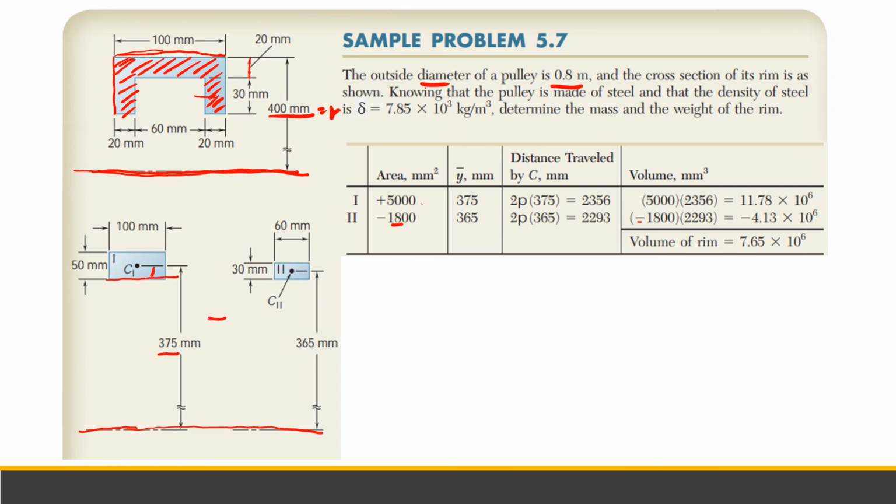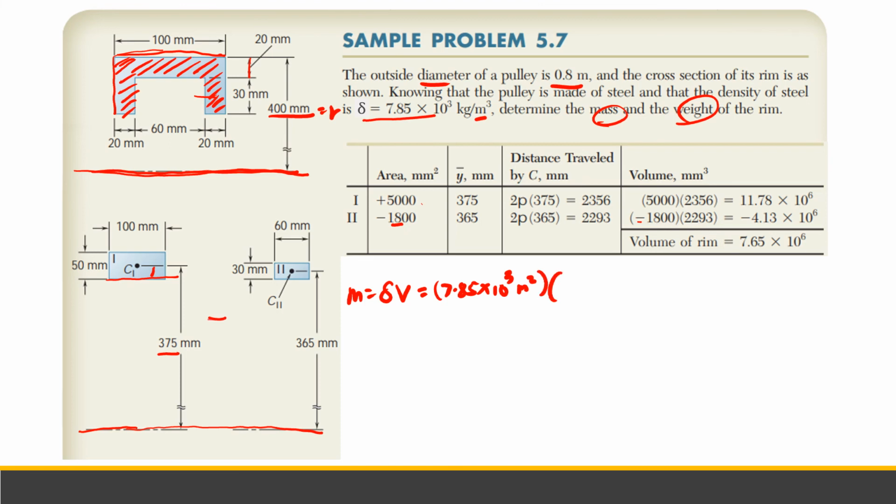Okay, so we have the volume and we have the density, so we can solve for the mass and the weight of the rim. The mass is equal to density times volume. This is in cubic meters, no? So the density is 7.85 times 10 to the power of 3 kilograms per cubic meter.